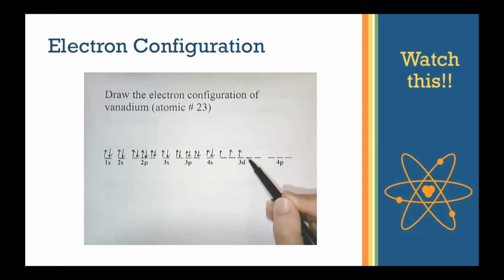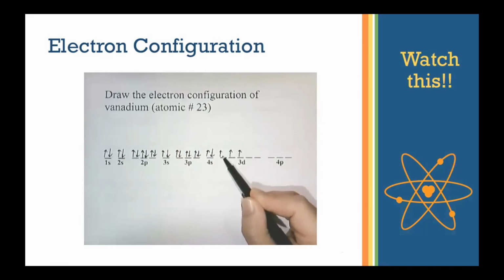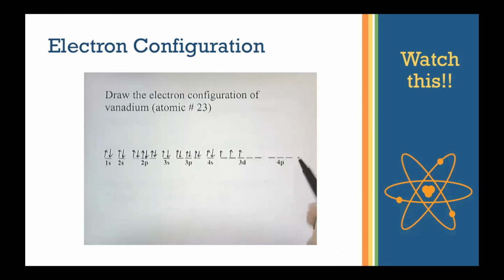So 23, 24, 25, and then the 26th would go here. And then you would fill it up here, and then you would start doing these. Okay? So before you can put 2nd arrows in it.